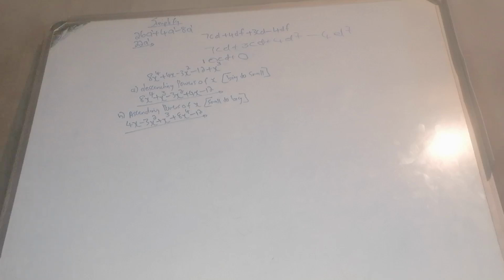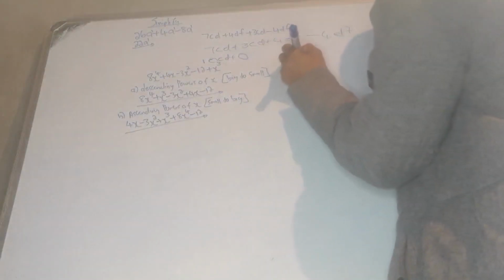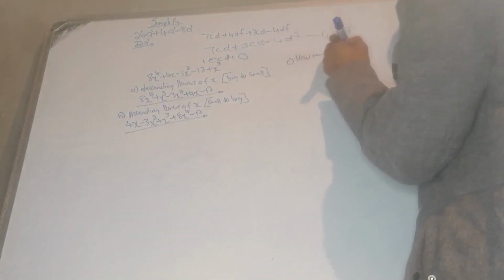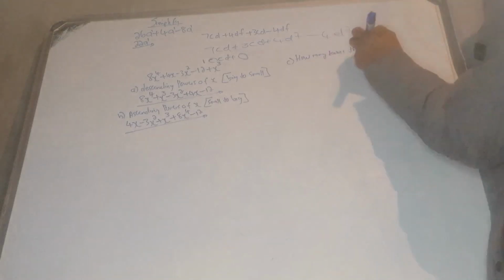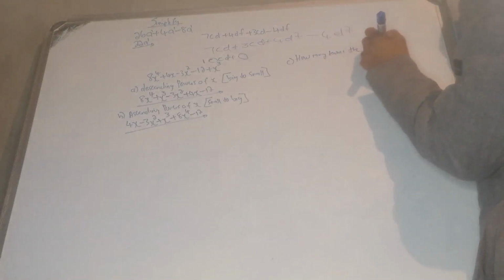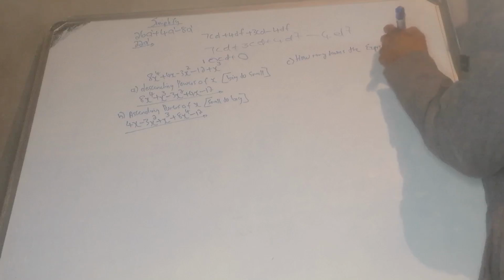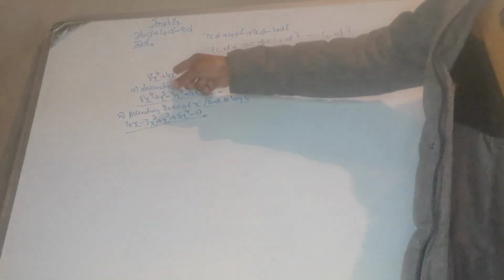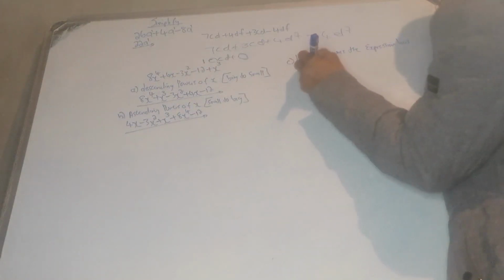Number B, how many terms does this expression have? How many terms are there? 1, 2, 3, 4, 5. 5 terms.